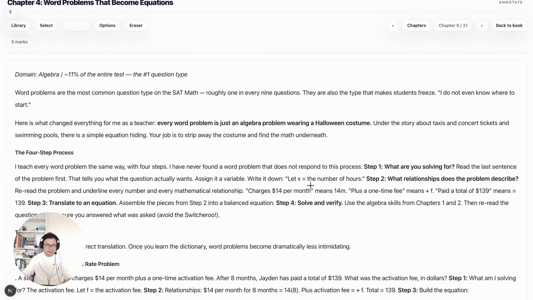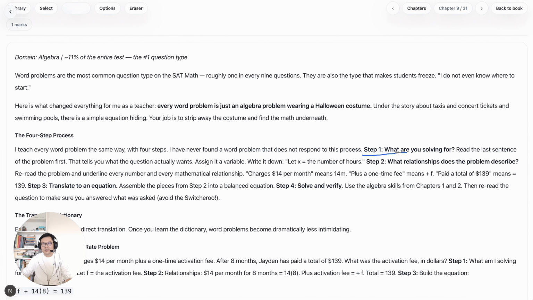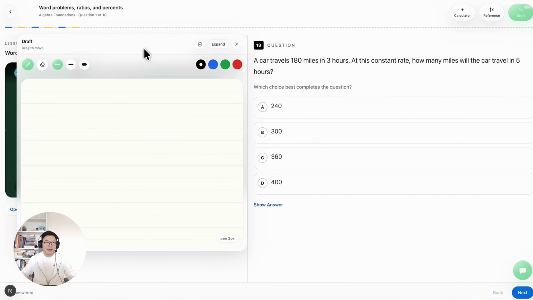I've written out the steps. What are you solving for? What relationships does the problem describe? Once you get the translated language form out, which is literally the math expression, the last step is going to be solve and verify. Practice with MI. Just use the draft. Let's just list out. First step, what are we solving for?